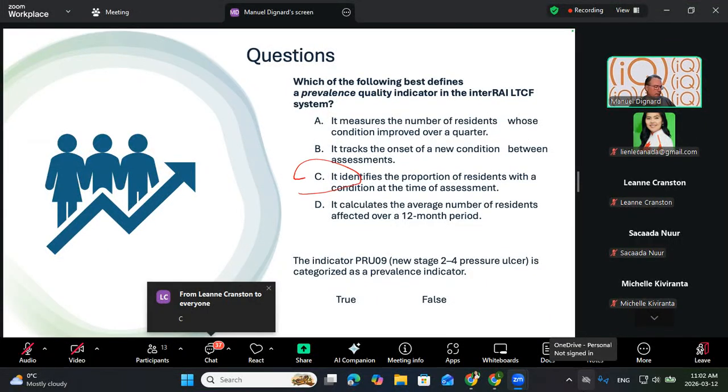The indicator PRU09, new stage 2 to 4 pressure ulcer, is categorized as a prevalence indicator, despite tracking new cases, right? Remember, it's a prevalence indicator with a memory.